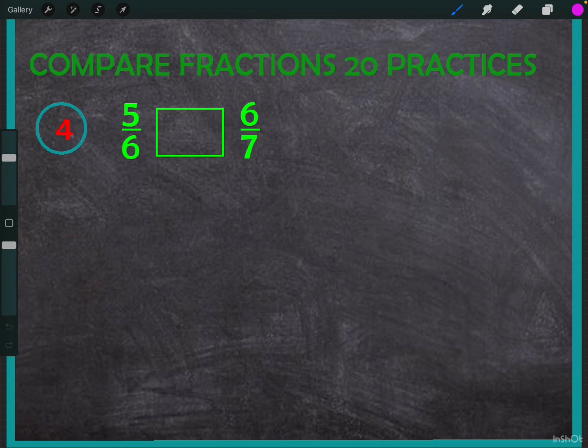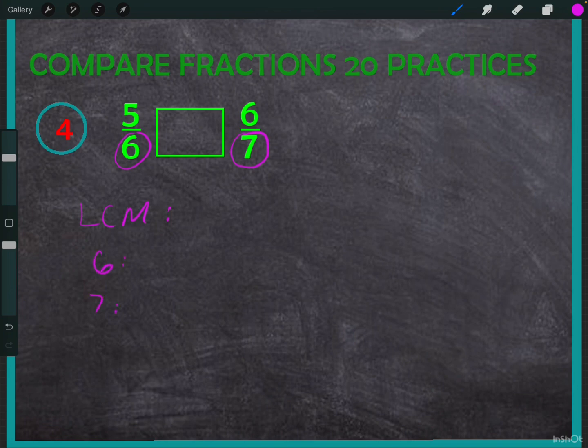Practice number 4. We have 5 over 6 and 6 over 7. They have different denominators, 6 and 7. So we will go ahead and find the LCM for number 6 and number 7.